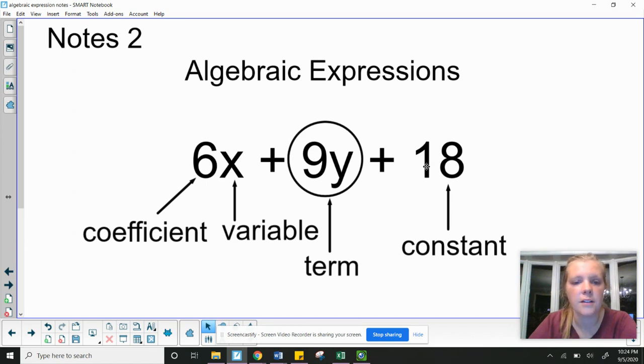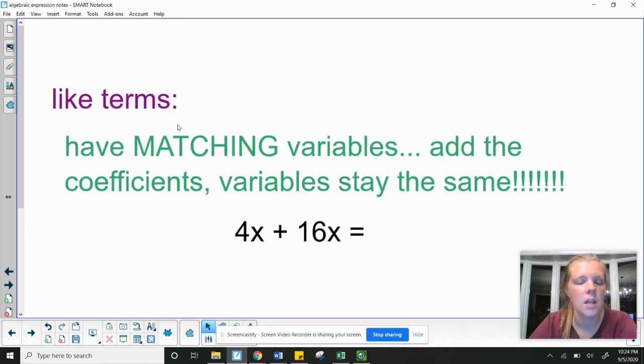There's a special kind of term called a like term. Like terms are when the variables match, when they have matching variables. To combine like terms, you add the coefficients. We add the numbers in front, and the letter stays the same. So when we do this example, this means that we have 4 x's. This means we have 16 more x's, and so our answer would be 20x. Notice again, the numbers come together, but the letter stays the same. It was x here, and x in the answer.